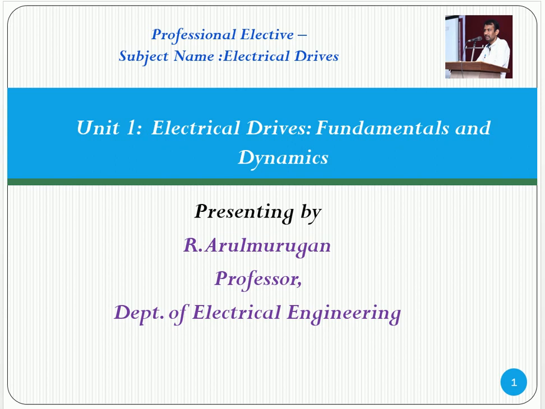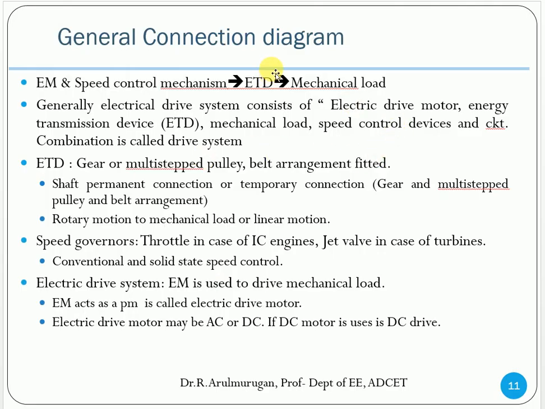Then in general, what is it? It is a combination of motor and load. The motor is not directly connected to the load. Through what? We connect it through an energy transmission device. The energy transmission device may be the gear method, belt method, chain method, or a ready-made differential, like we discussed in the last class.